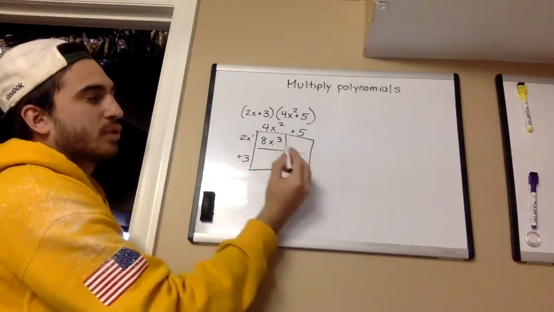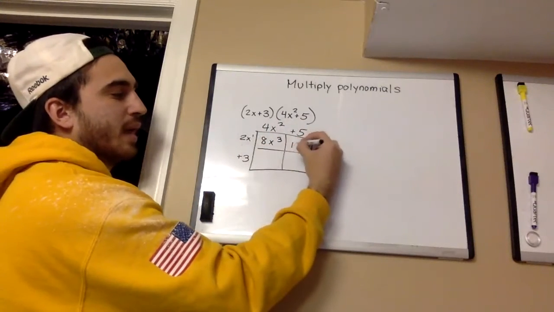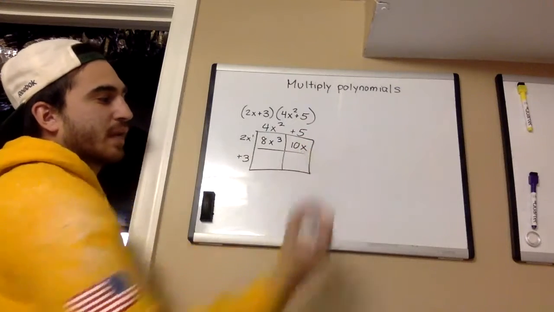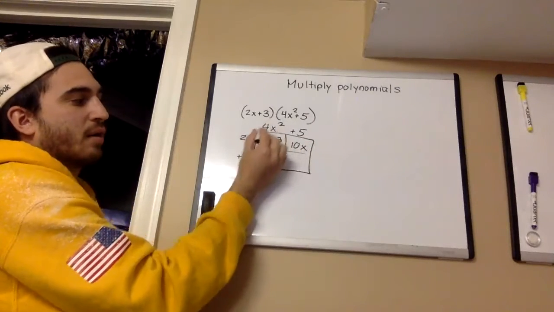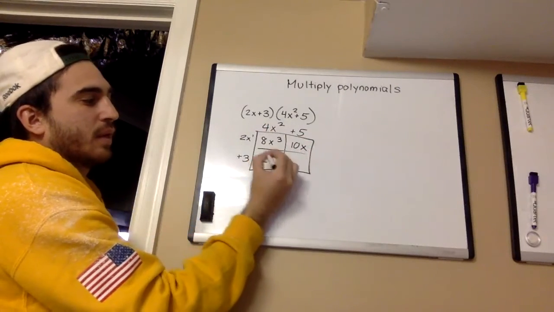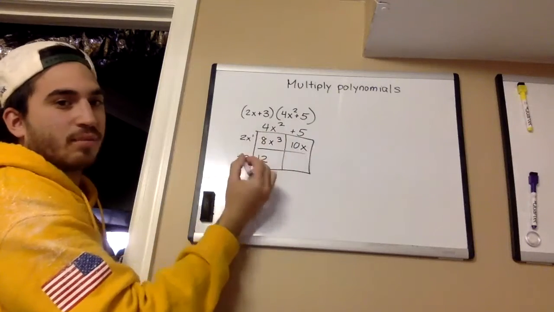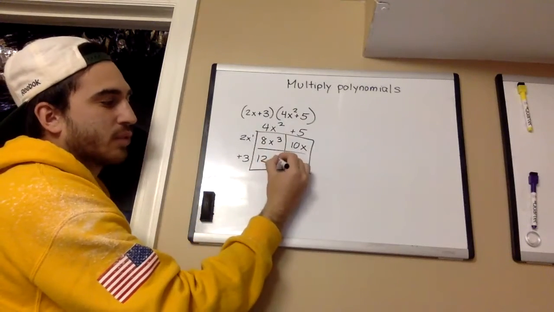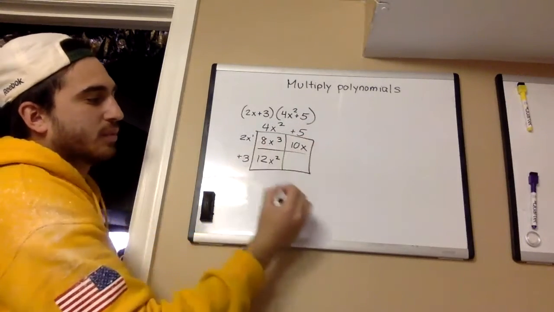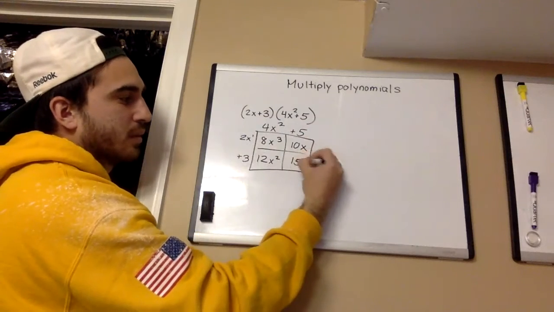Now if I do 5 times 2x, 5 times 2 is 10. And since this one doesn't have an x, I just bring the x with it. Over here, 4 times 3 is 12. Since there's no x squared or anything to multiply with the x's, I'm just going to keep it an x squared. And lastly, 5 times 3 is 15.